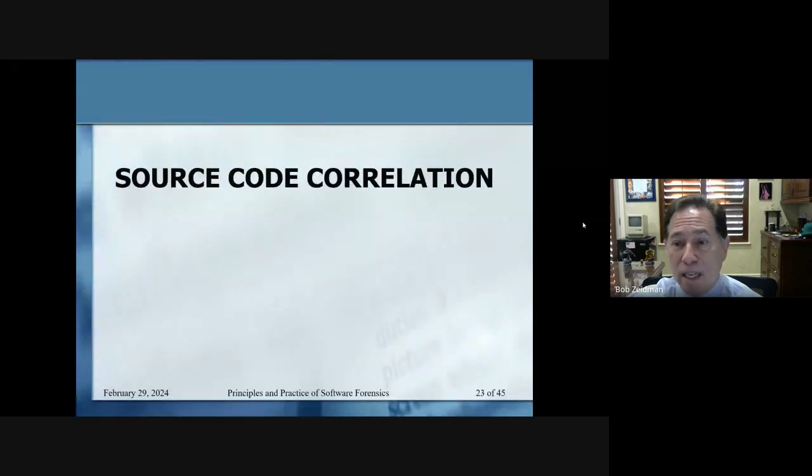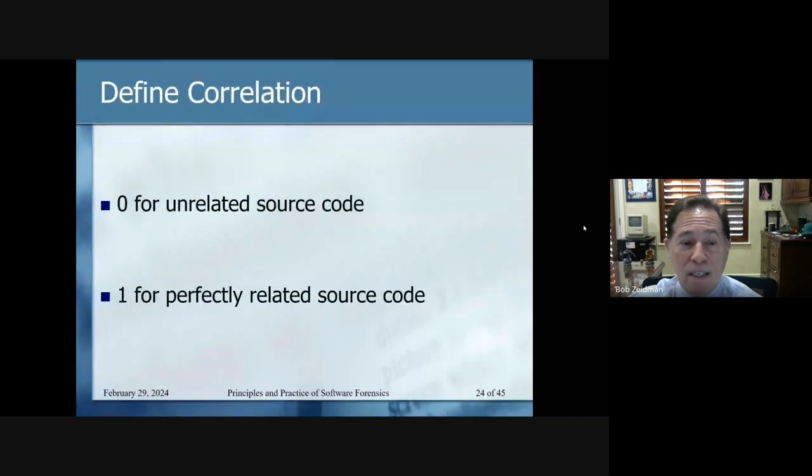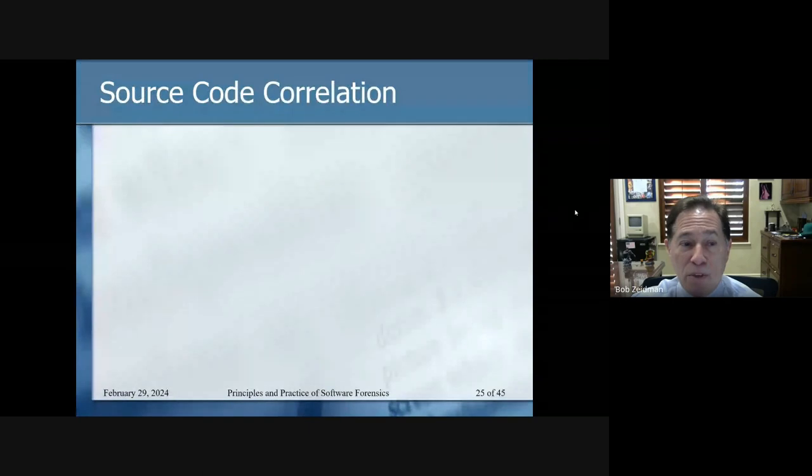And then what I did is I came up with software source code correlation. Just like any correlation, this is a general statistics term, it is zero for two things that are completely unrelated and one for things that are perfectly related. So the question is, how do we measure this for source code?